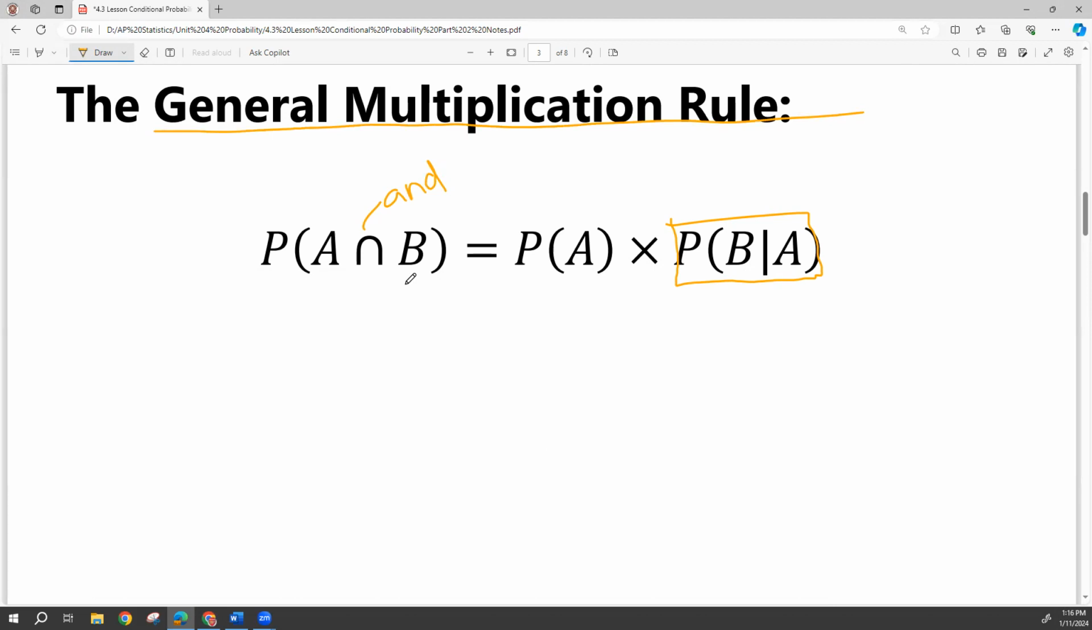So we can use this rule for independent and dependent events because it's really just saying, hey, let's multiply the probability of A times the probability of B, given that A has happened. And if the probability of B doesn't change with A happening, then we just plug in the probability of B. When our events are not independent, then we're going to need this conditional probability of event B happening.